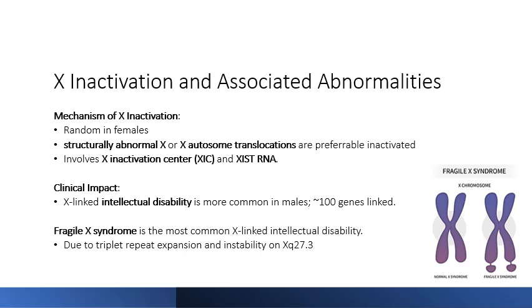Fragile X syndrome is the most prevalent form of X-linked intellectual disability. It's caused by a triplet repeat expansion on the FMR1 gene located on Xq27.3, leading to gene instability as well as silencing.